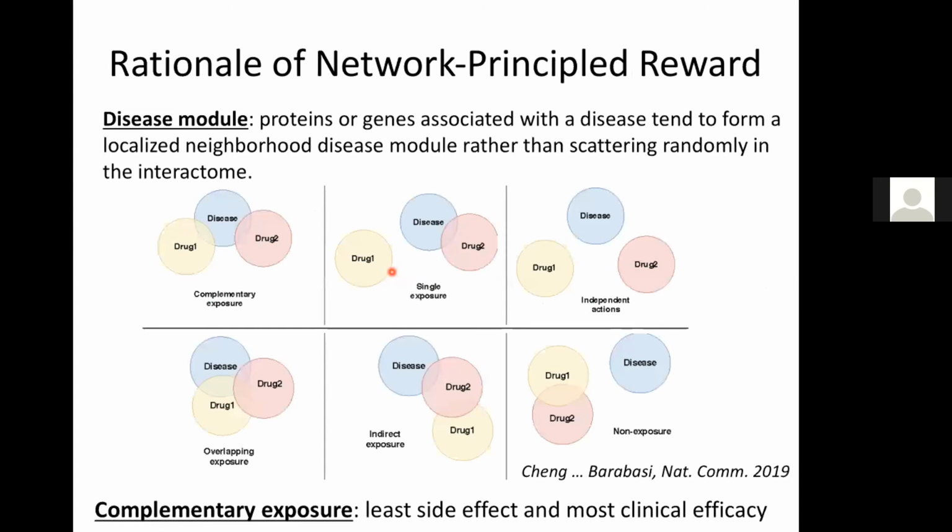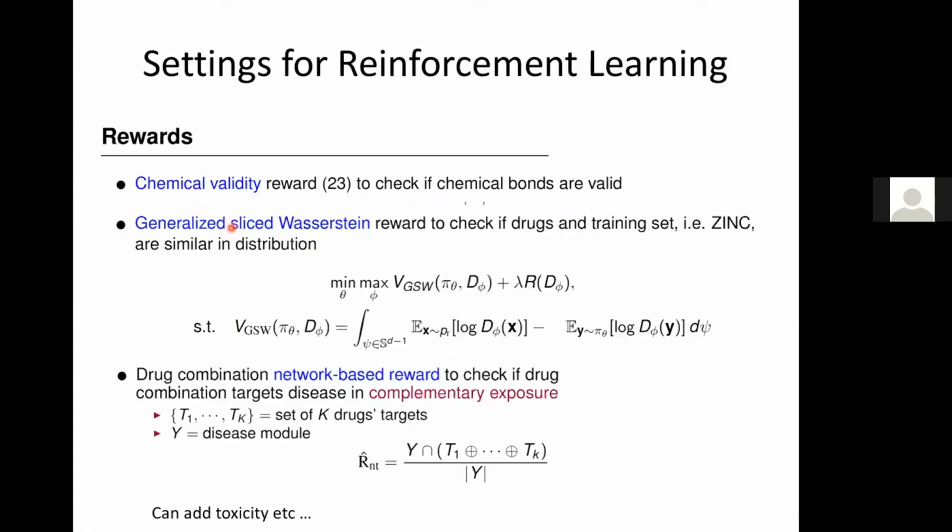In addition, we ask, what can you do for the design principle, speaking of the network principle? One work by the Barabási group in 2019 looked at the targets of drug 1 and drug 2 in a combination therapy and asked how they can potentially jointly cover the disease module. They found that, of the 6 different patterns, the one with the least side effects and the most clinical efficacy was this complementary exposure. Drug 1 and drug 2 separately cover different portions of the disease module as much as possible. So that's called complementary exposure. Therefore, we introduced this network-based reward, and we did some work to make sure that it can be calculated online and is differentiable for the training. And you can introduce additional rewards as well. We ignored toxicity on purpose, and we'll tell you why we do that.